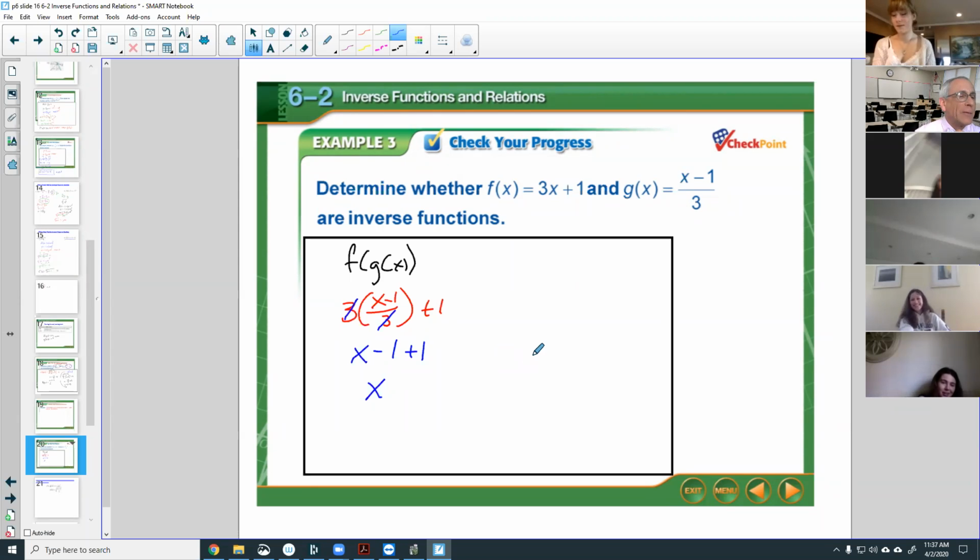All right, so let's see. Who's going to help me do 24? Sydney, will you help me do g of f of x? Okay. Can I do it on paper first and then do it? Yes, you can.